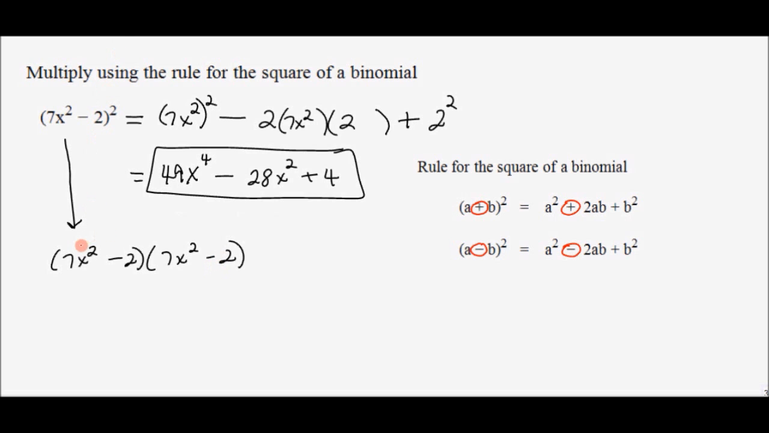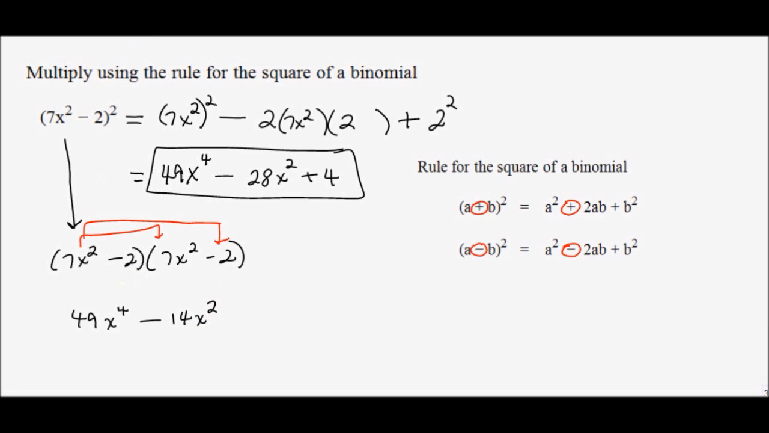And that says to take the 7x squared and multiply it through the second factor. So 7x squared times 7x squared. 7 times 7 is 49. X squared times x squared is x to the fourth. 7x squared times a negative 2. It's a positive times a negative, so it's going to be a negative. 7 times 2 is 14x squared.